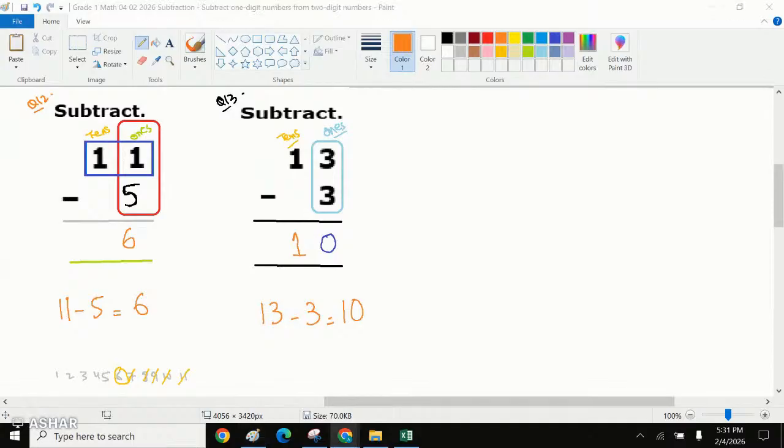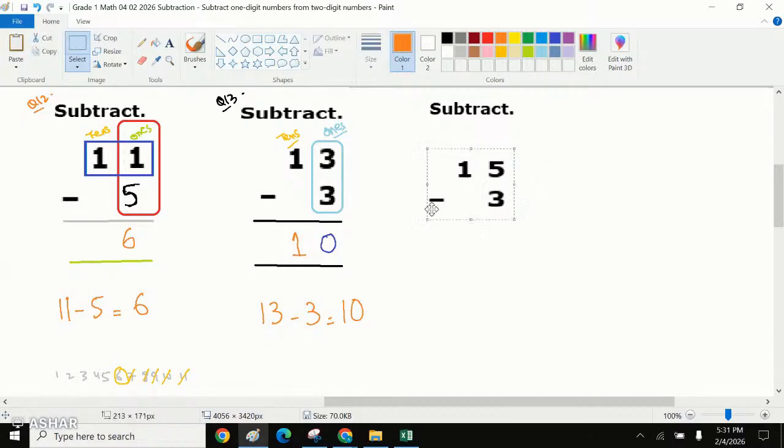Let's do one more example. Let's say the next question says 15 minus 3. So if we have to subtract 15 minus 3, we can say this is question number 14.